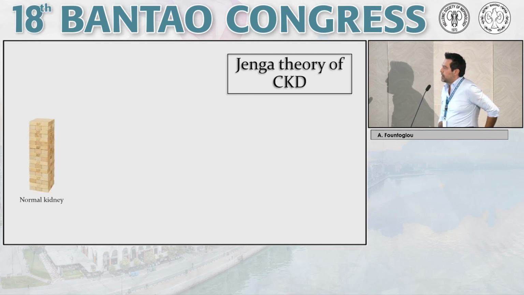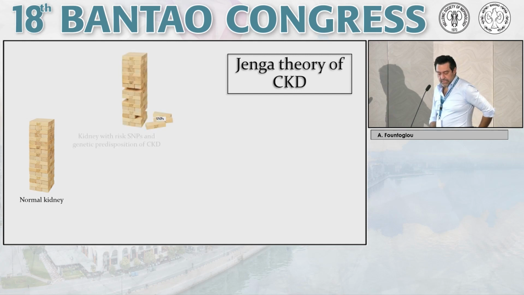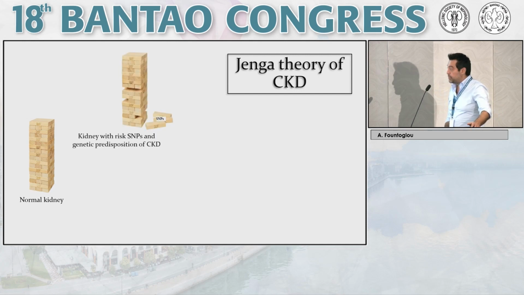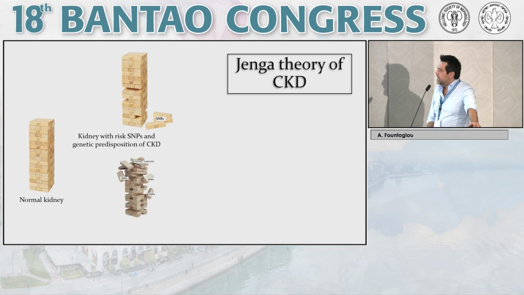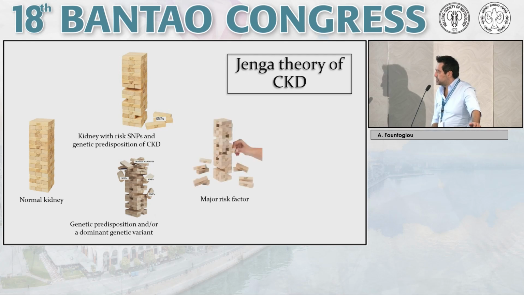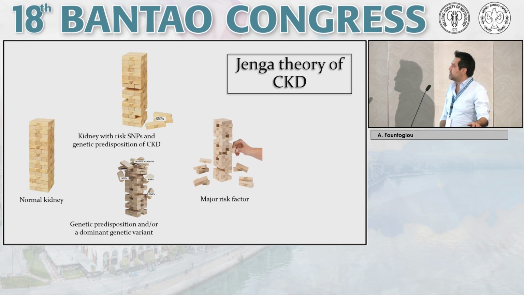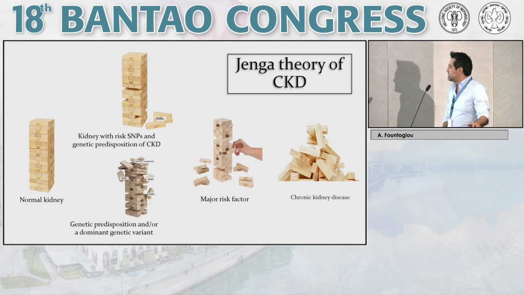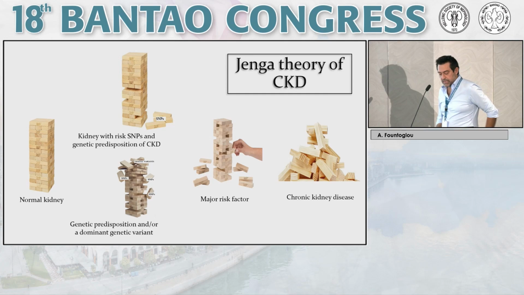This is a normal kidney. This is a kidney with SNPs, with risk SNPs, and a genetic predisposition to CKD. And this is a kidney with a genetic predisposition and/or a dominant genetic variant. So we have two kidneys genetically compromised. When these kidneys are faced with a major risk factor, such as diabetes or hypertension, then the kidney collapses, and we have the onset of chronic kidney disease.